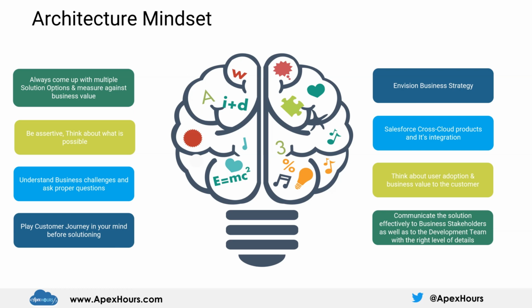Always be assertive. When I say assertive, it means think about what can be done rather than staying negative. Being an architect, it's very important to be assertive, and give a lot of confidence to your development team about what can be done with the technology, right? Because you are a technology master.